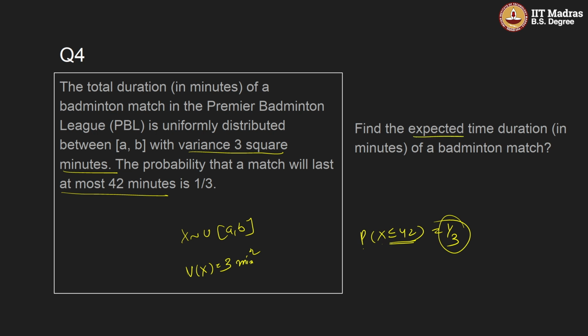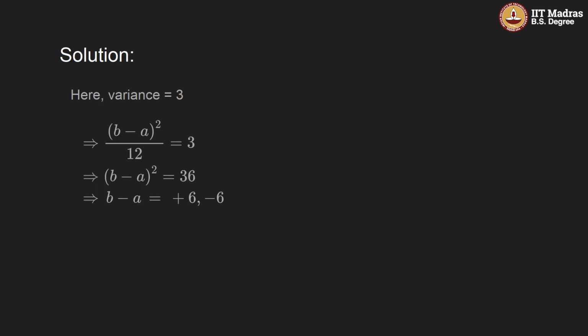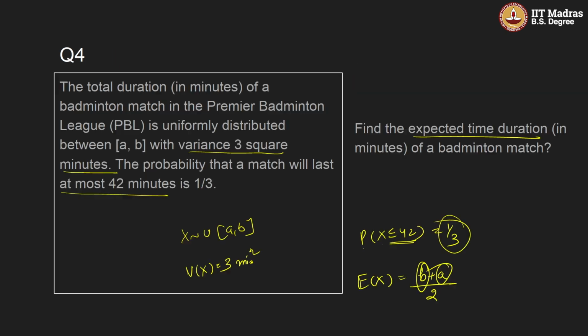We have to find out the expected time duration of a badminton match. So we know that the expected value is given as (a plus b) upon 2, right? So first of all, we have to find out both values. Let's look into the solution. It is given that the variance is 3. For the uniform distribution, variance is given as (b minus a) whole square divided by 12. So this is equal to 3.